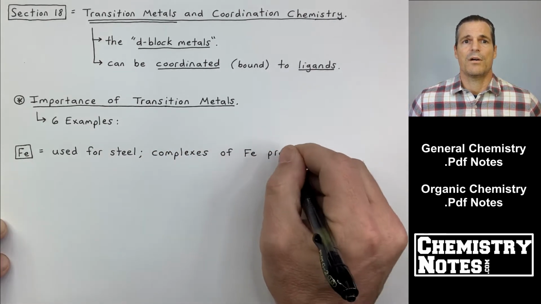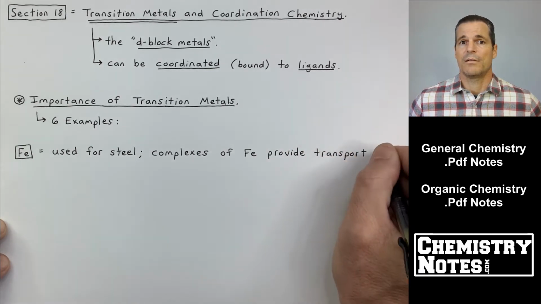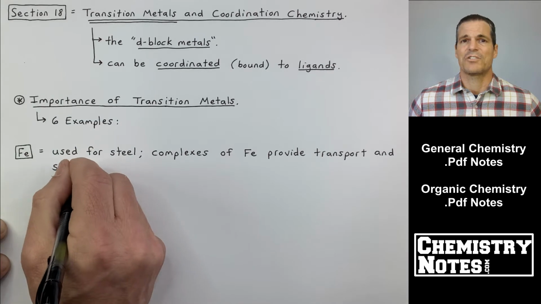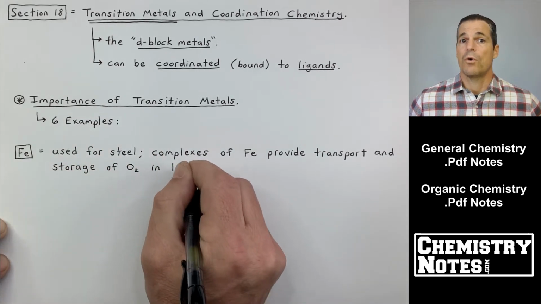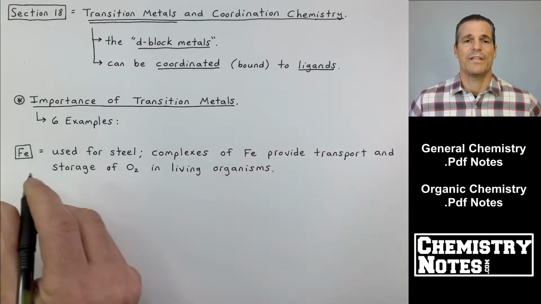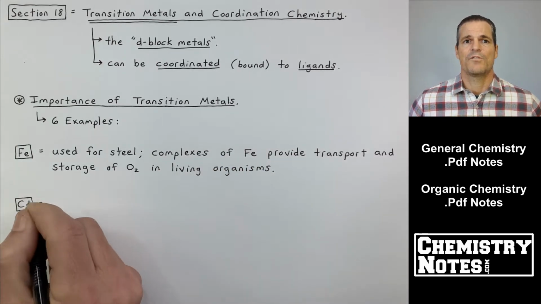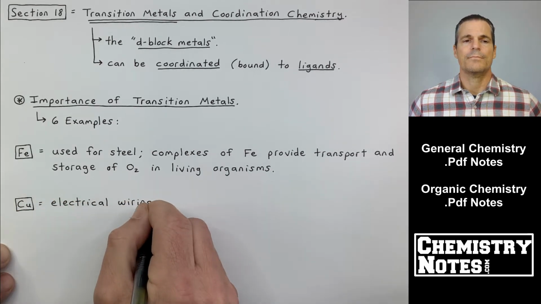Transition metals are the D block metals, right? And we learned about D block metals and electron configurations in section 7. And they can be coordinated or bound to something called ligands. More on that later in the section. Just for now, transition metals can be coordinated or bound to ligands.